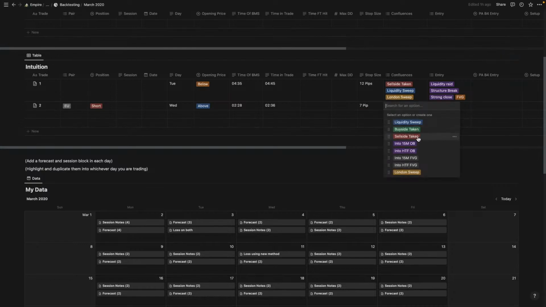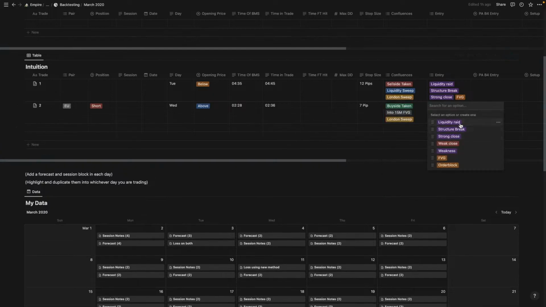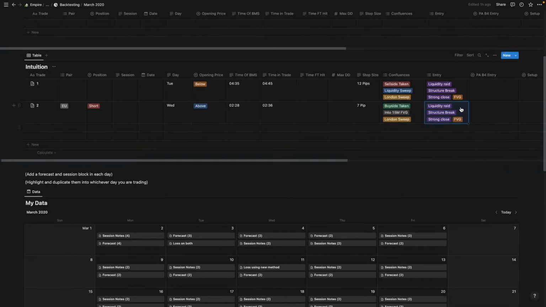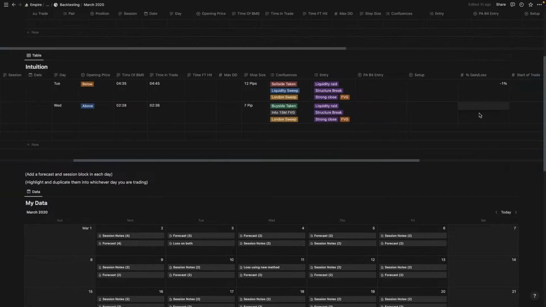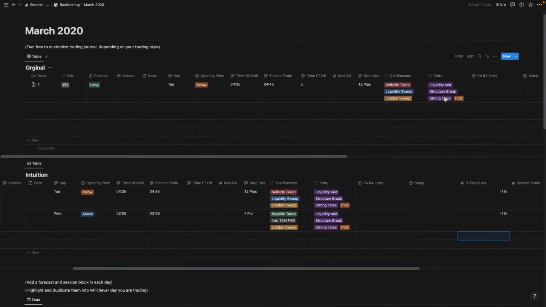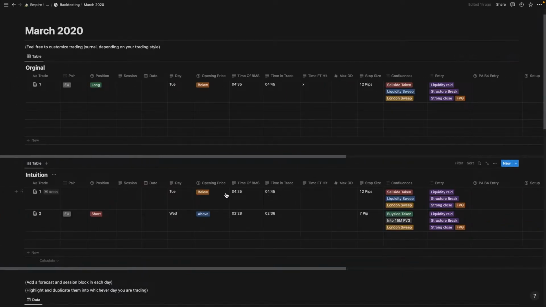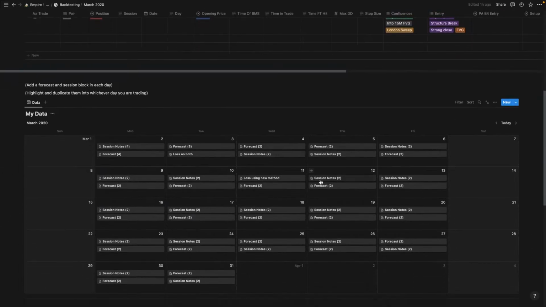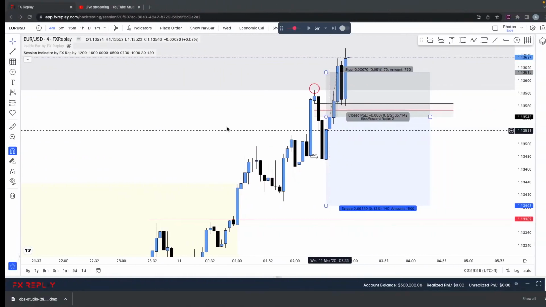Now, what did we see? We saw buy side taken. We saw a tap into a 15-minute fair value gap and the London sweep, obviously. Liquidity raid, structure break, strong close. There wasn't really that much weakness if I'm being fair. And then, yeah, -1. So currently down 2% on that. And then, what's this? -1 on that. Okay. So loss, okay, forecast for the next day, March 12th.